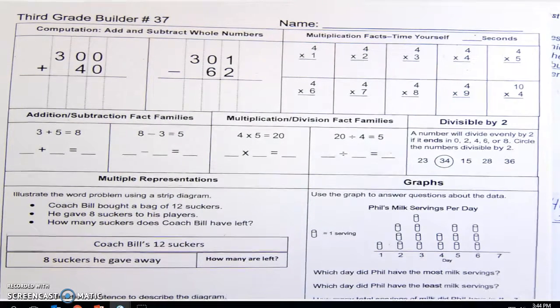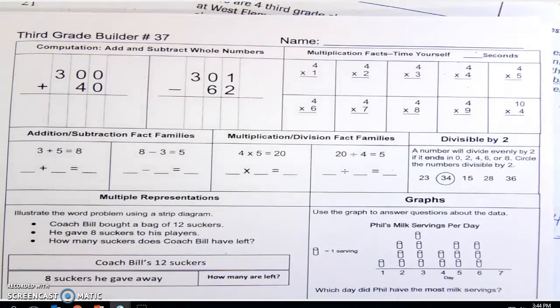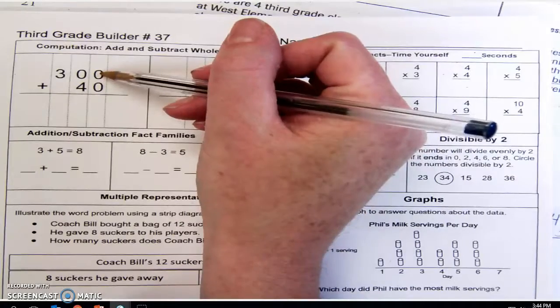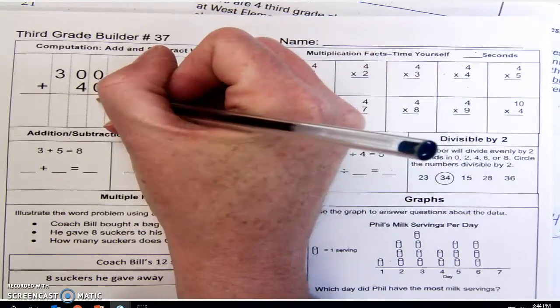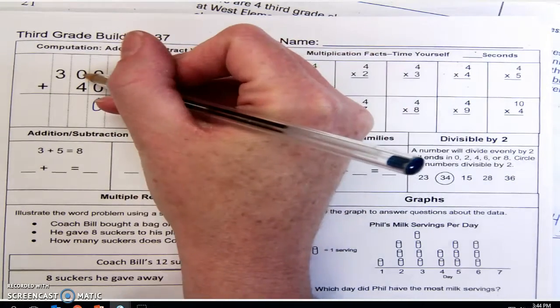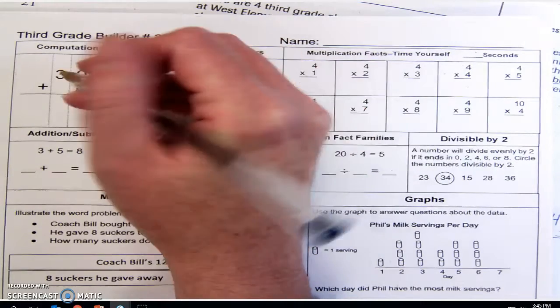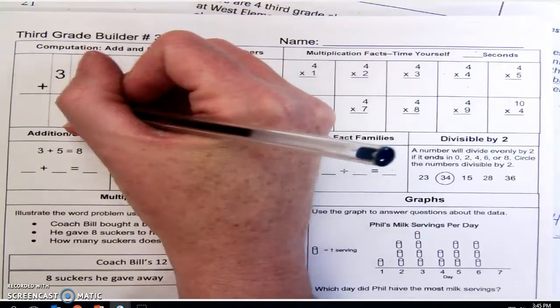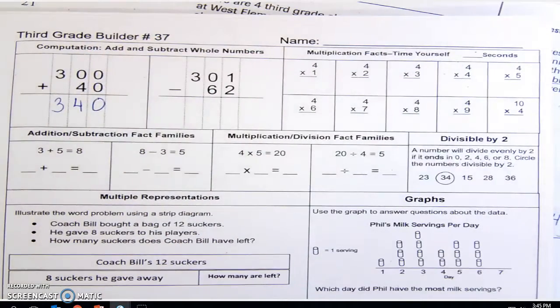Okay, third grade builder number 37. We're going to start by adding 300 plus 40. In the ones place, we have 0 plus 0, which is 0. In the tens place, 0 plus 4 is 4, and 3 plus 0 is 3. So our sum is 340.